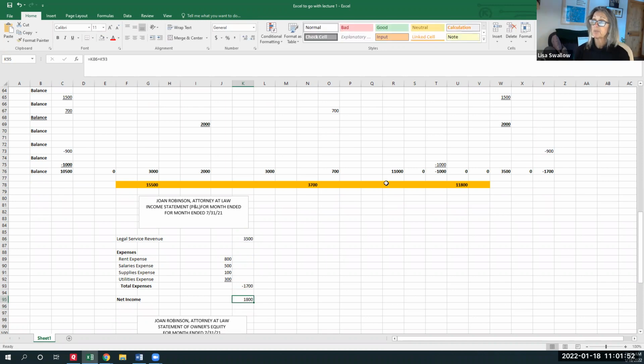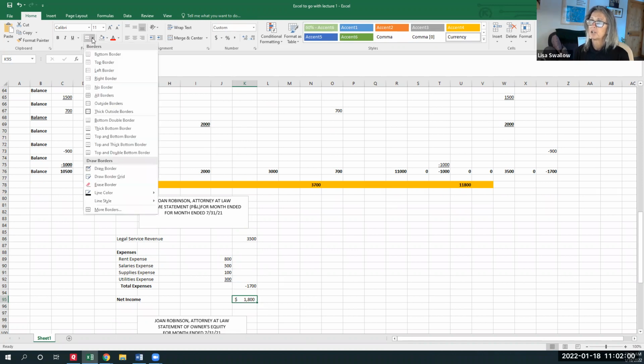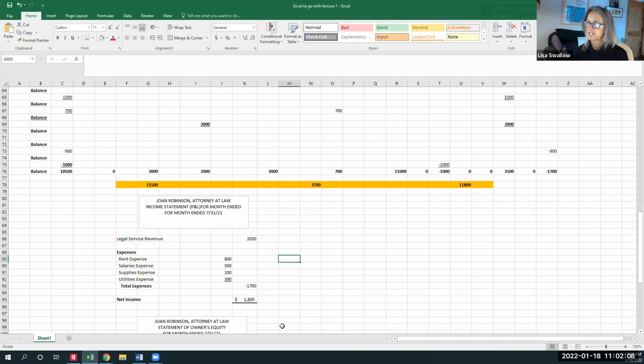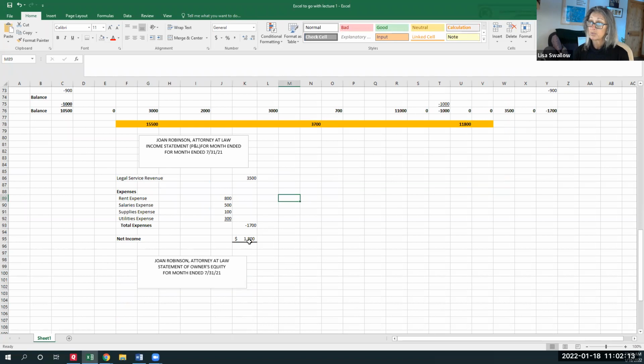And when you get to these big numbers in your financial statements, you should put a dollar sign on them. I don't think we need any pennies. And then double underline it. That indicates that it's a final number, right? So we needed that number, the 1,800, to do the statement of owner's equity.